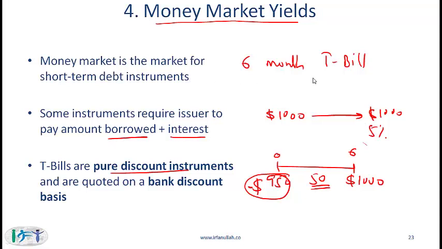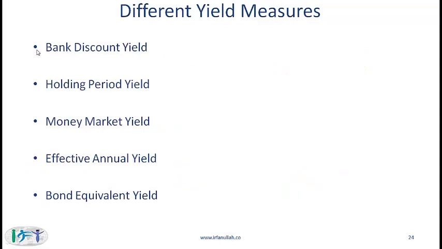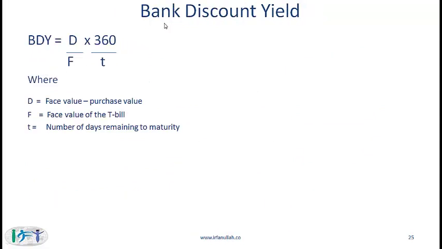In any case, the market where short-term instruments such as this trade is called the money market, and in this segment we will talk about the various kinds of yields that are used in this market. Here is the list of yields, and we will discuss each one of them. The first one is bank discount yield, and this is used with T-bills. Bank discount yield is equal to the discount divided by the face value multiplied by 360 over number of days remaining till maturity. Let's say the government issues a bond for 950.